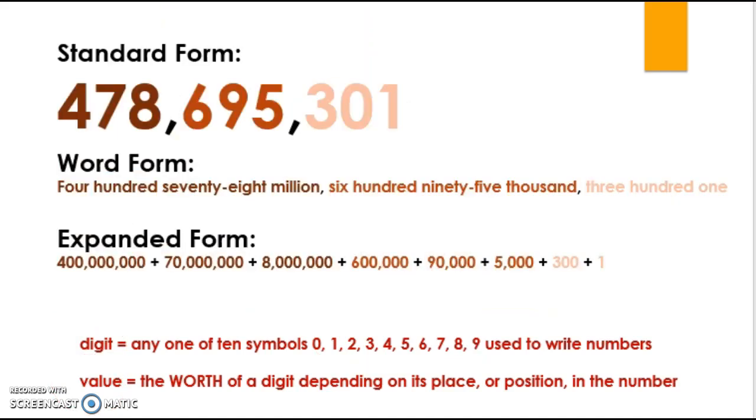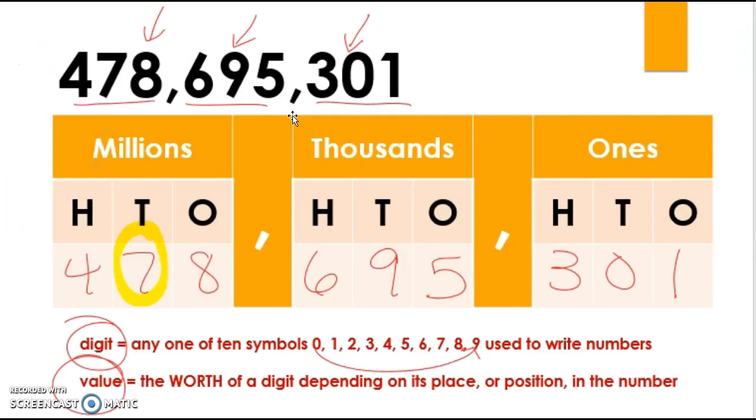There are three different ways to write numbers: standard form, word form, and expanded form. Standard form looks exactly like you saw on the page before. Word form is when we write the number in words. You'll notice that there are commas that divide the number into sections. Those sections are actually called periods.